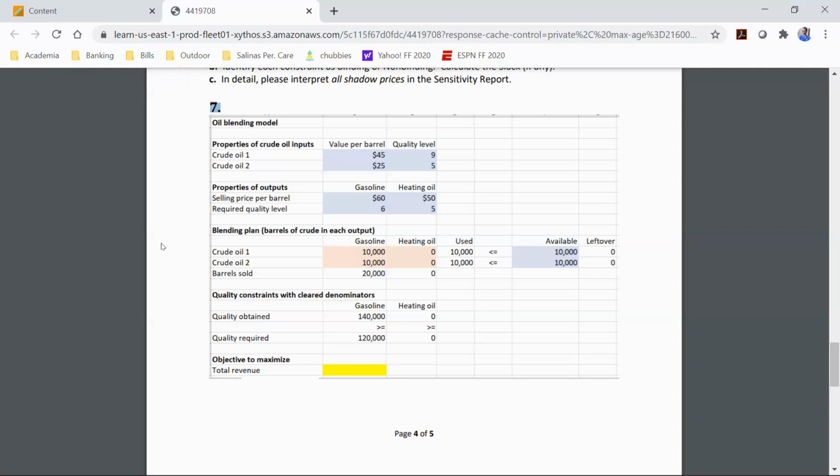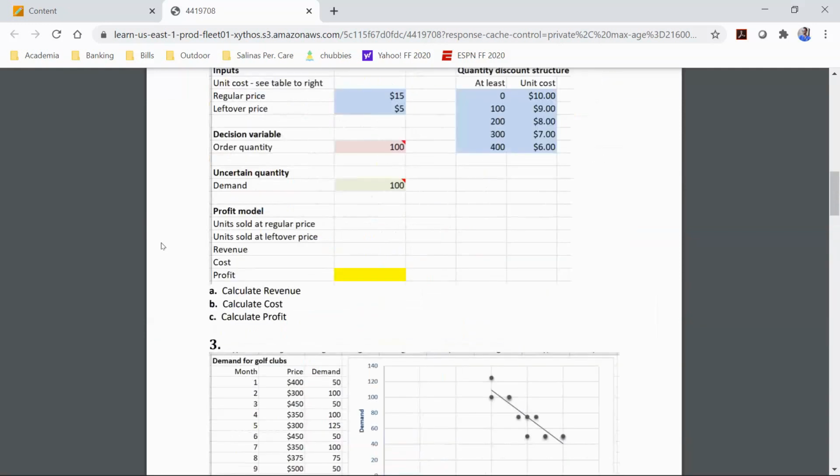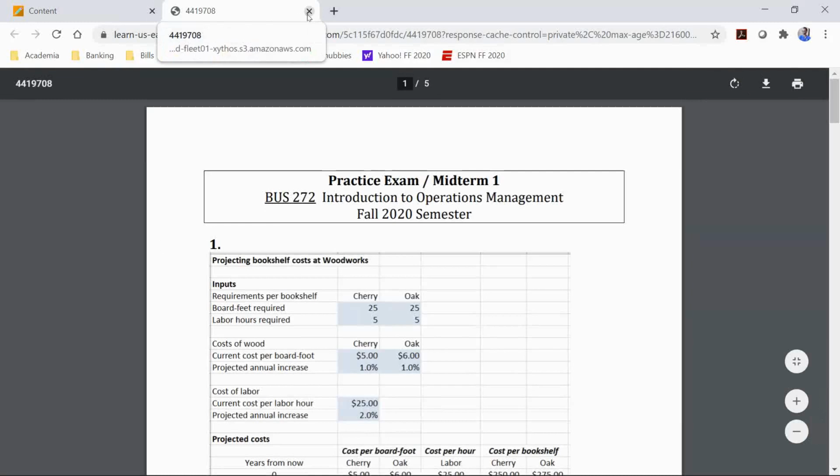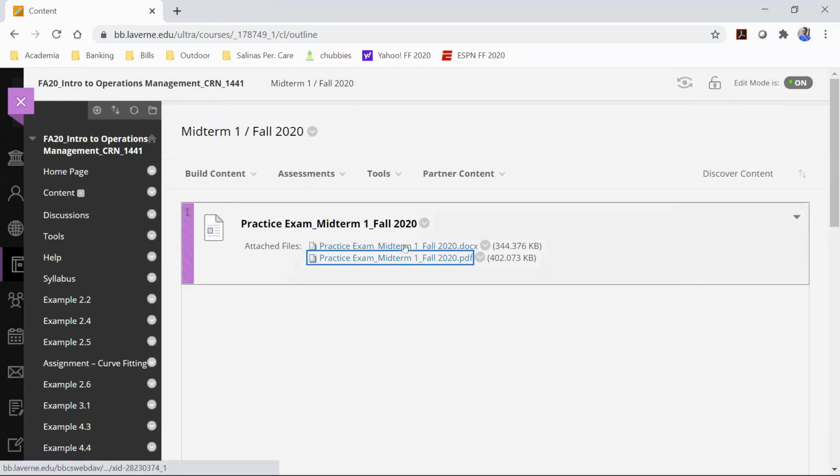I tried to pick one similar example to what we did in the practice problems that we did in association with the examples in class. And so here's the practice exam. The exam I'm going to give you after class is very similar, but let's go through this one and let me know if you have any questions about this. Okay, I'm going to open up the Word file. It's the same thing, but I can solve it. I can't solve the PDF, so it's easier for me to solve by typing in the Word file.